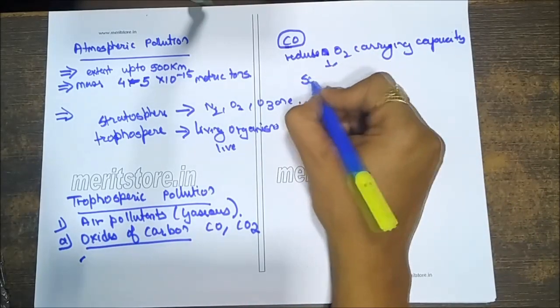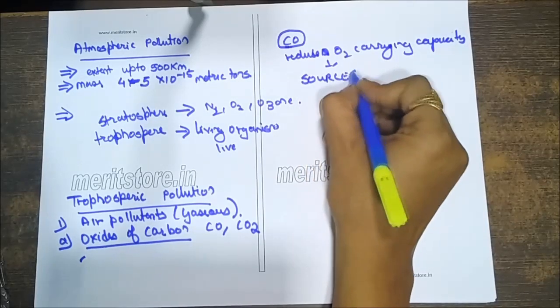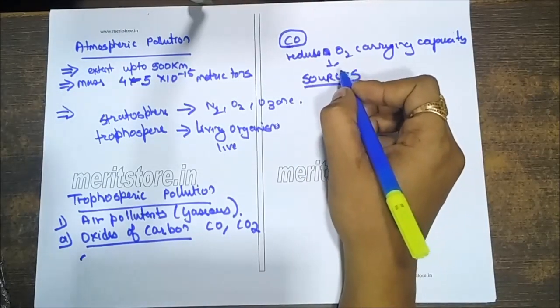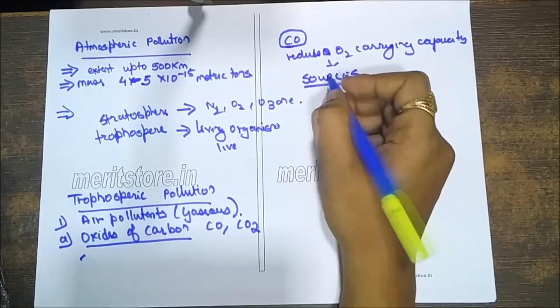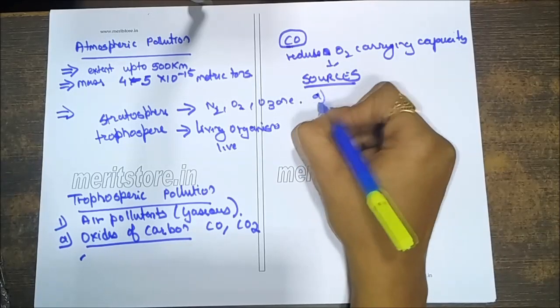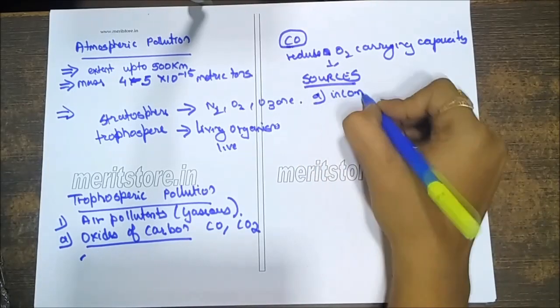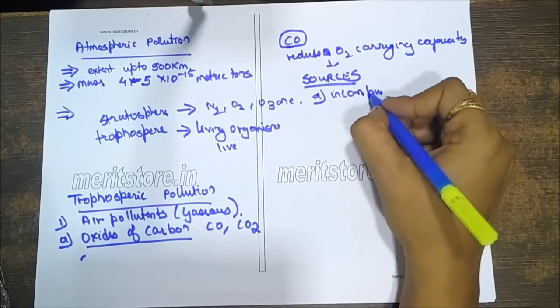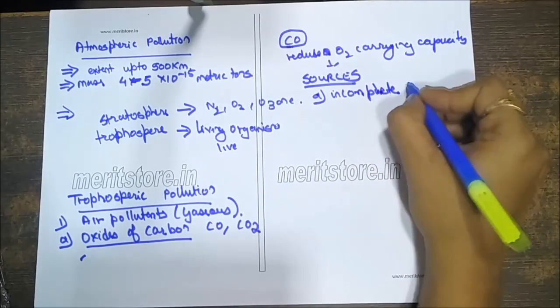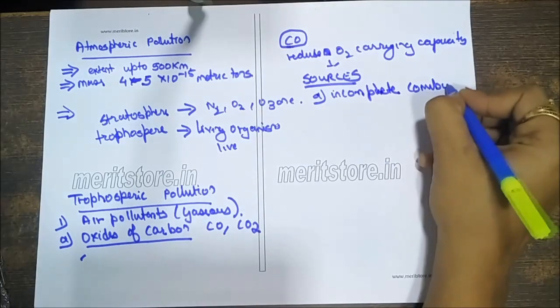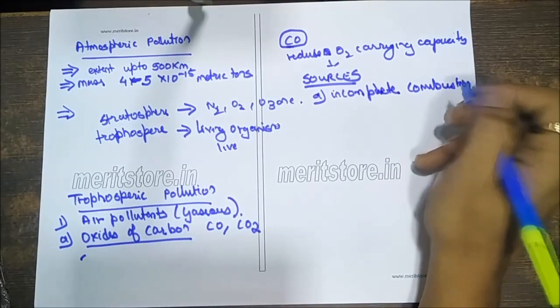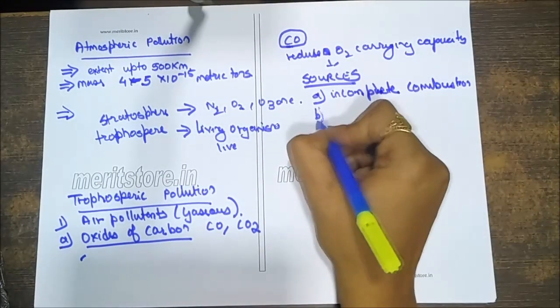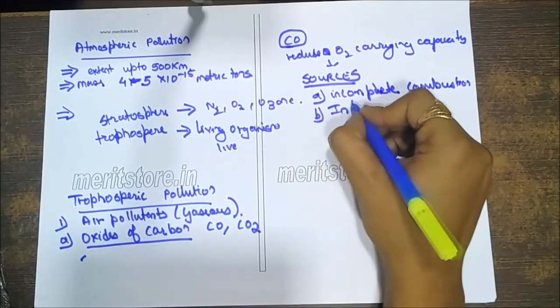How is it produced? What are the different sources of carbon monoxide? It is produced by incomplete combustion of fuels. It is also produced from industrial furnaces.